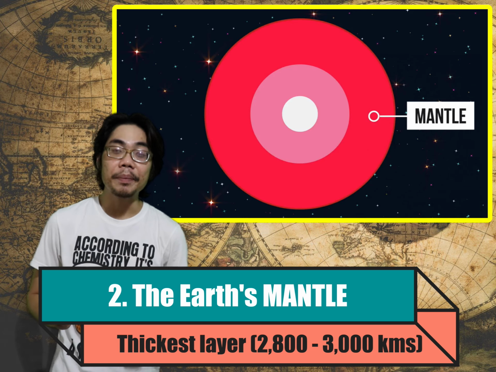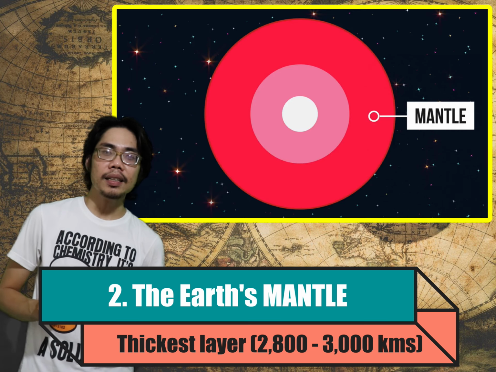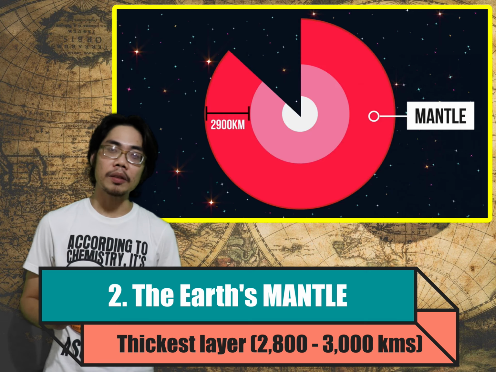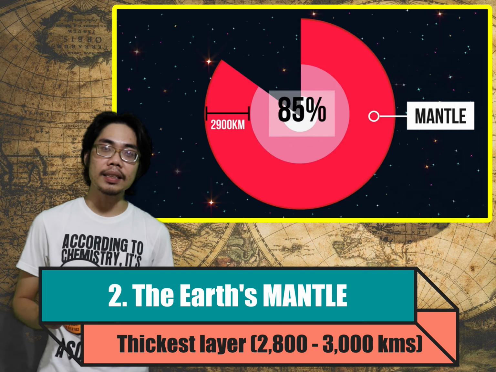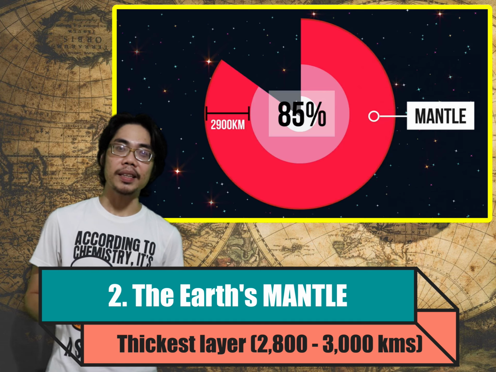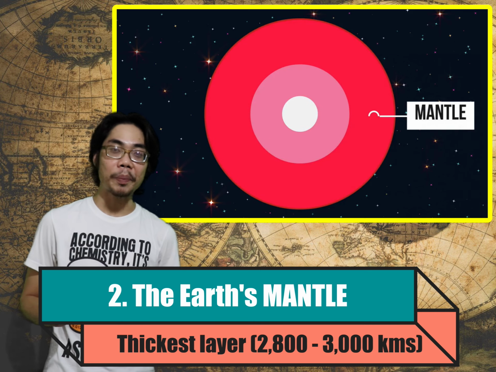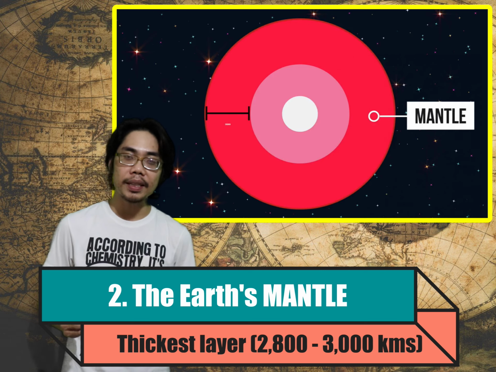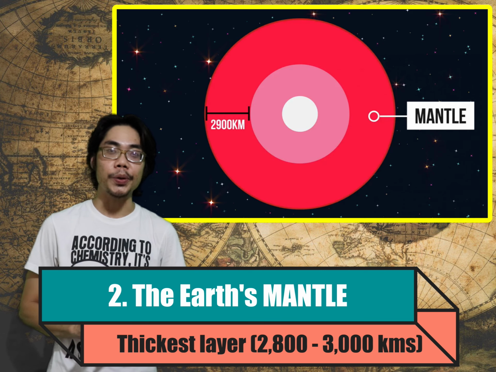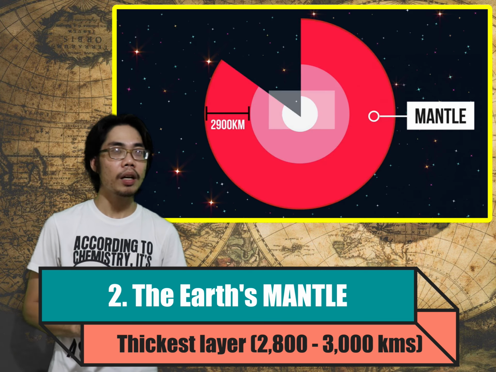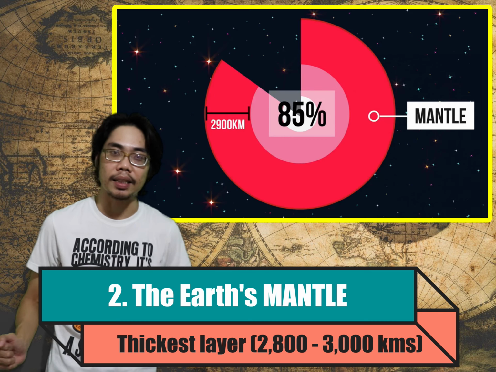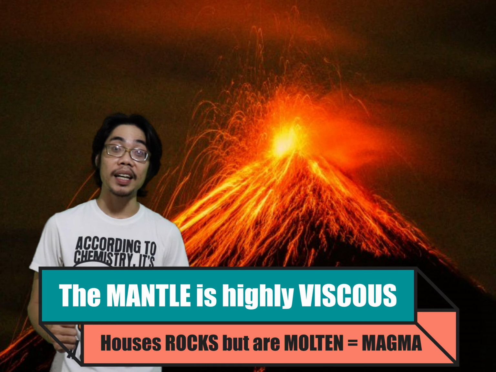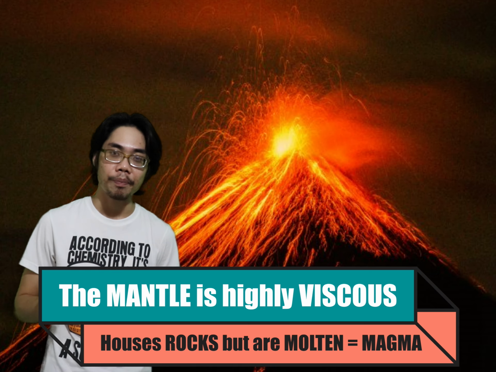Next layer is the mantle. The mantle is predominantly solid, just like the crust. But compared to the crust, this is relatively thick. Ito ang pinakamakapal sa ating mga layers. It comprises around 80% of the Earth's volume and around more than 3,000 kilometers thick. 100 kilometers nga lang yung crust eh. Ito more than 3,000 pa raw.